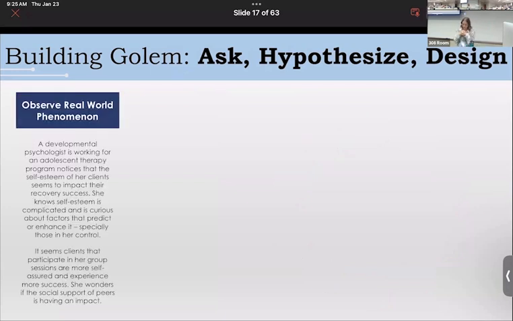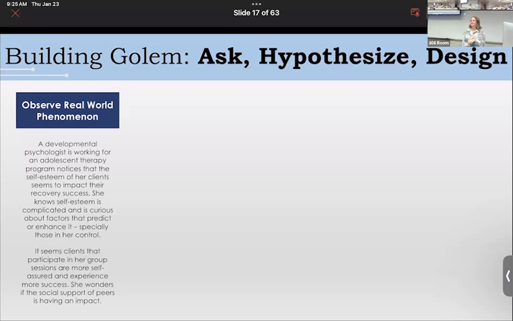So I'm just gonna read this to you because it's pretty small. So we've got a developmental psychologist and it's working on an adolescent therapy program. And they notice that self-esteem of clients seems to impact their recovery process. She knows self-esteem is complicated and she's curious about factors that predict or enhance it, specifically ones that are within her control. And it seems that clients that participate in her group sessions are more self-assured and experience more success. So she wonders if social support of peers has an impact.